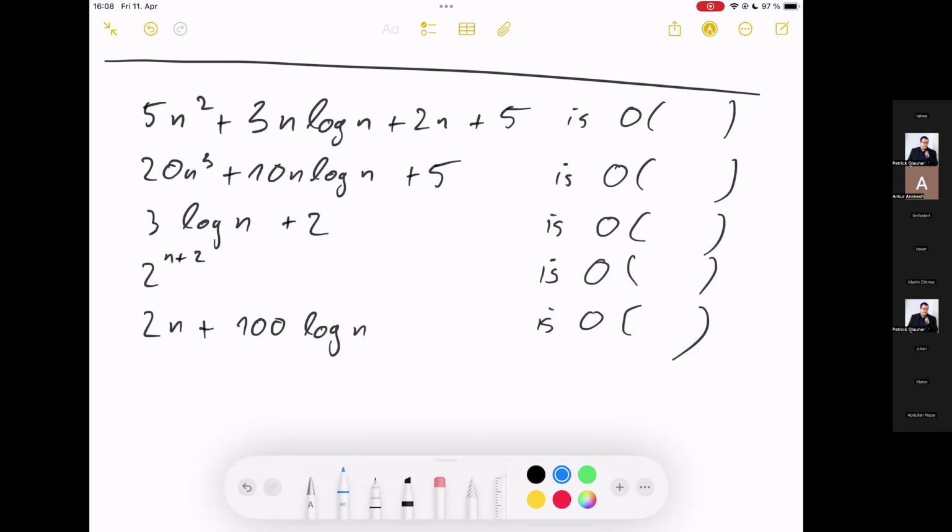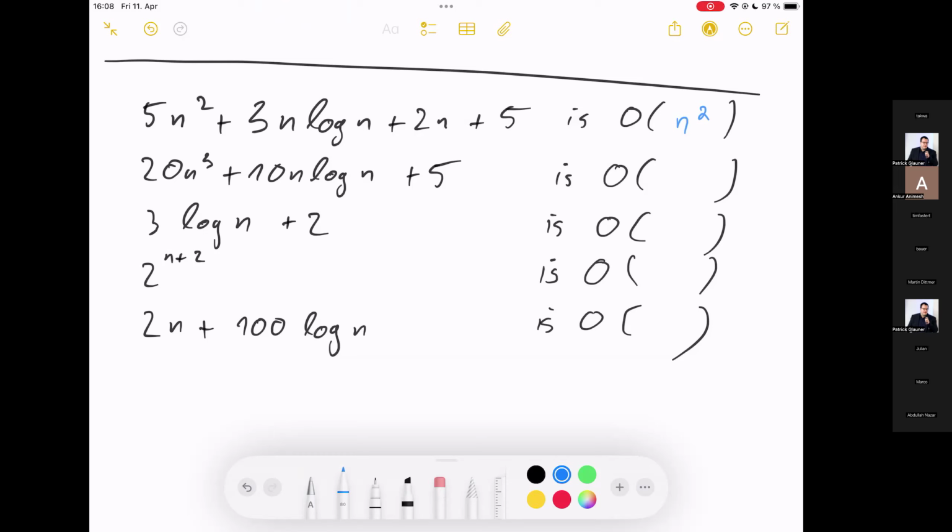I think for the first one, it's n squared. Yes, that's correct. And why? Because it's the one that impacts the number of primitive operations the most. Yes, it has a larger impact, n squared, than n log n and n. Exactly. For large n, this is the one that contributes the most, and then we can remove the constant 5 because we don't care. Good.